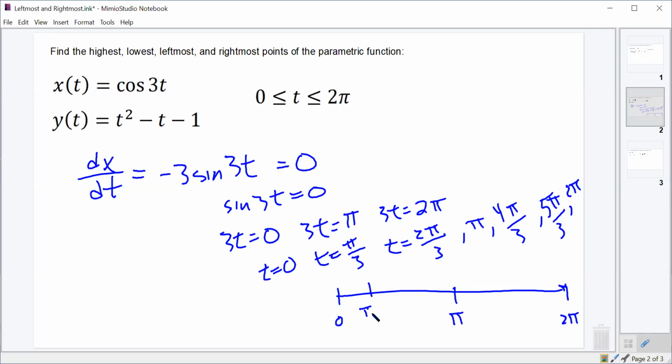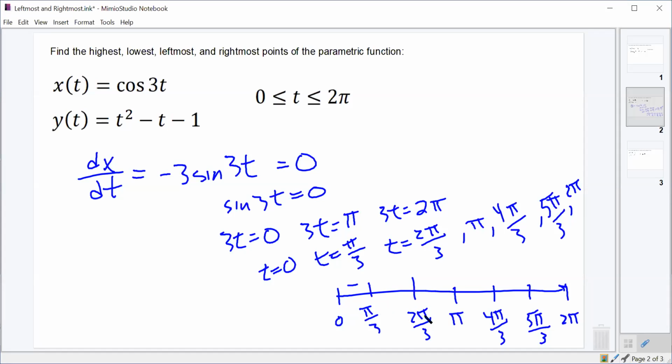The step that I'm doing here with the sign chart's not super important unless it's asking you, like, when is it moving to the right, when is it moving to the left, etc. But we'll do it just now, even though the question doesn't ask, just to see. So if I plug in something between 0 and pi over 3, pi over 6 would work, right? And our derivative was -3 sine of 3t. So 3 times pi over 6 would be pi over 2. Sine of pi over 2 is positive. Times a negative is negative. So we know that it's moving to the left from 0 to pi over 3.